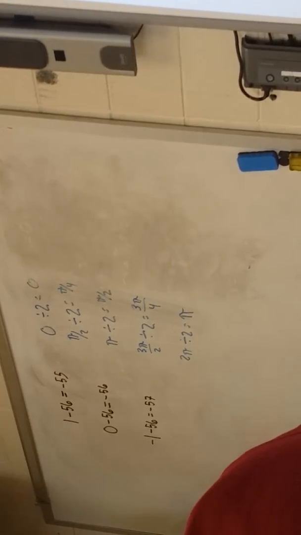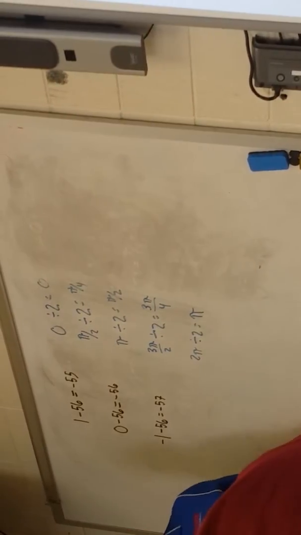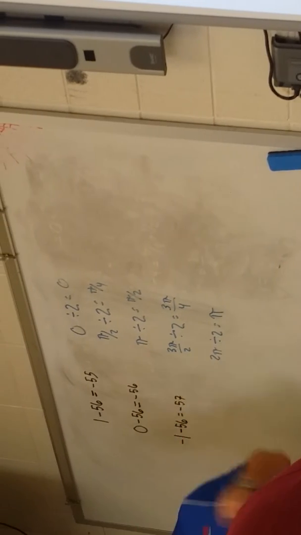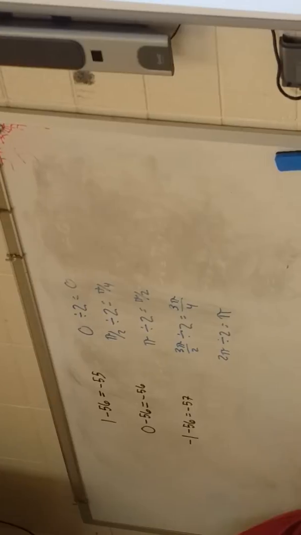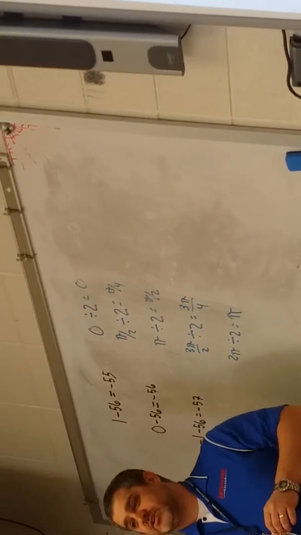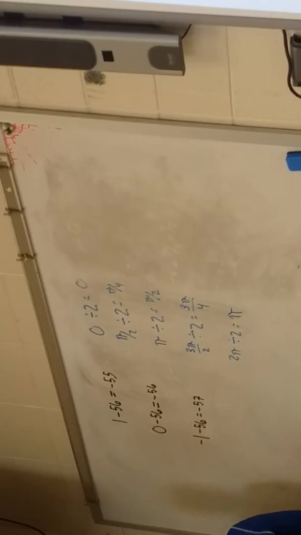Why is it divided? Because x's always do the wrong thing. So since it's 2 times x, we have to do the opposite, and we actually have to divide instead of multiply. I thought that was only for like addition and subtraction. That's anything that deals with our x's. X's always do the wrong thing.